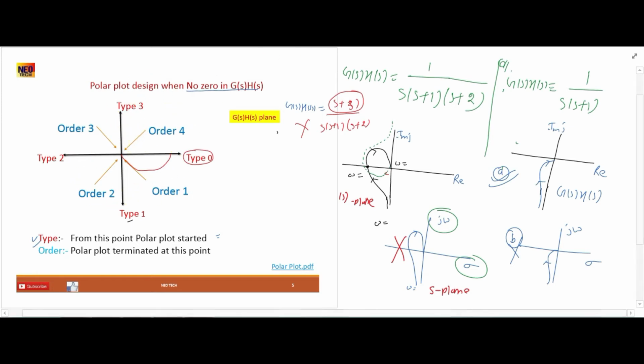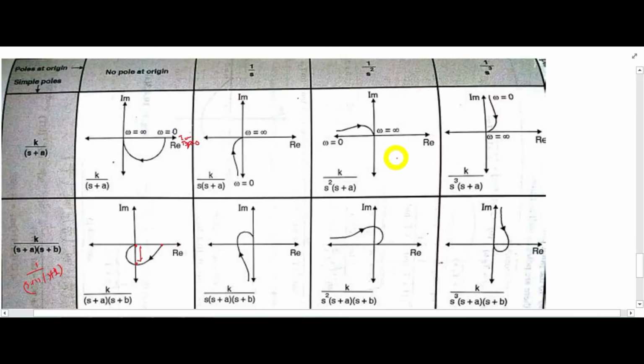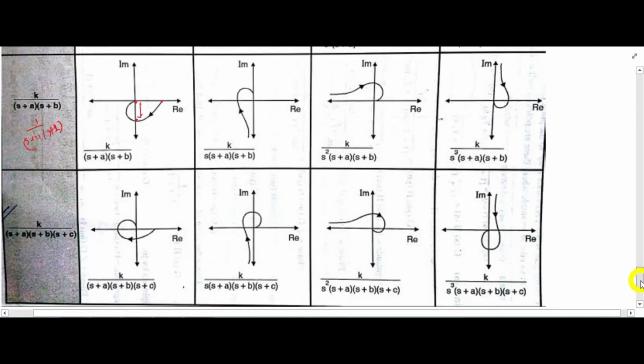Now again, I am going to add another pole, which means s plus c here, looking like this. Then how does our function look?